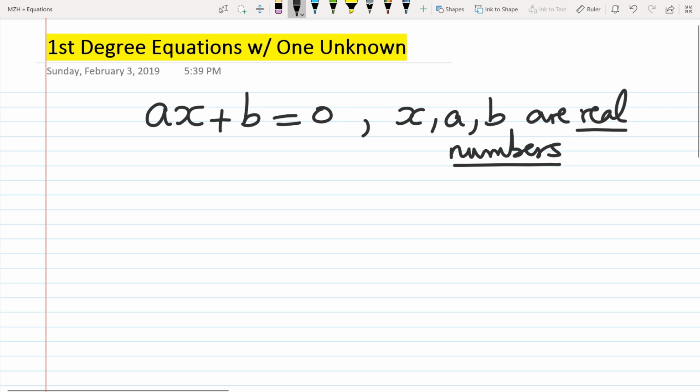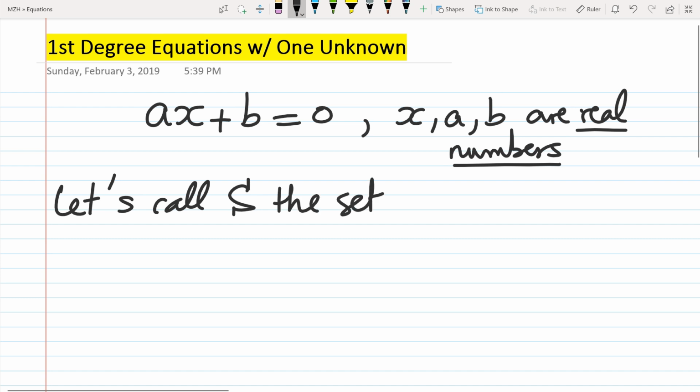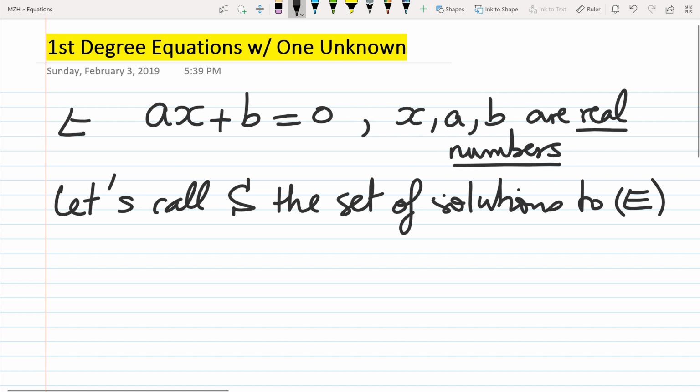So let's first call S the set of solutions to E, and E is referring to this equation, so we don't have to write it all the time. My point here is that I want to derive the solution of this, but at the same time prove it to you guys. So let's start.